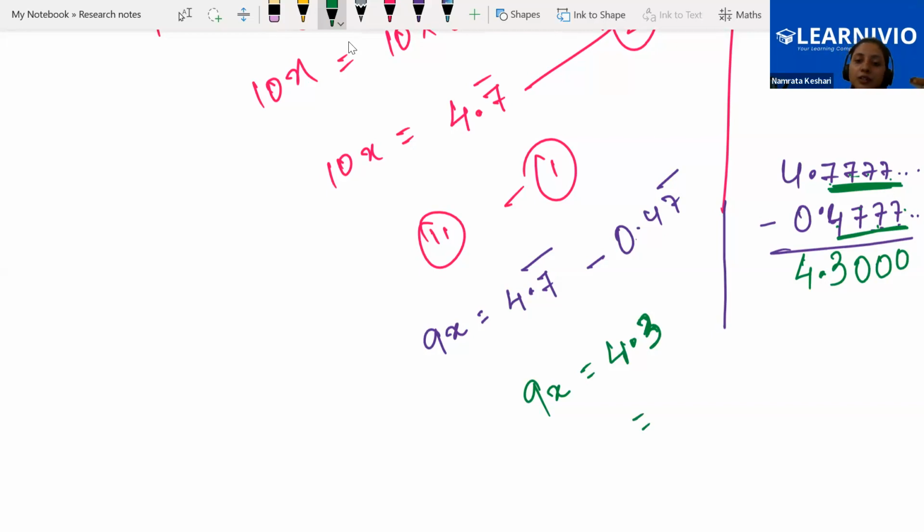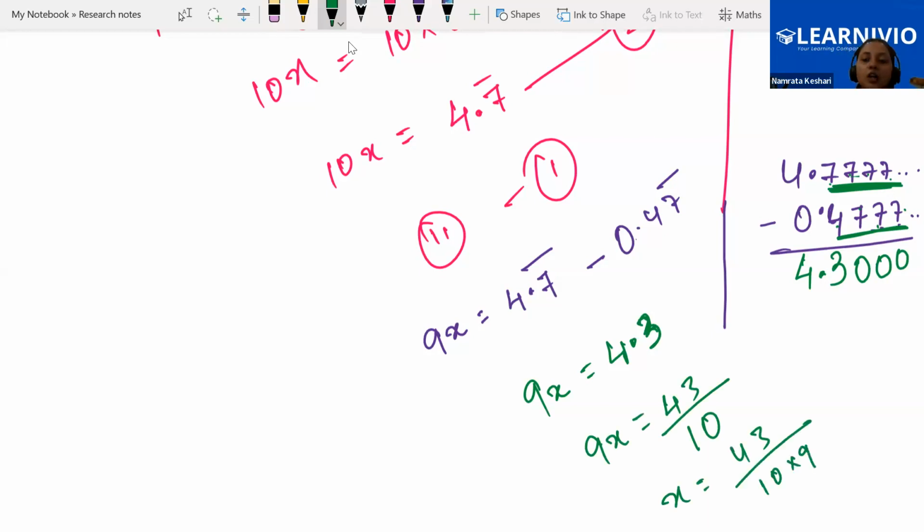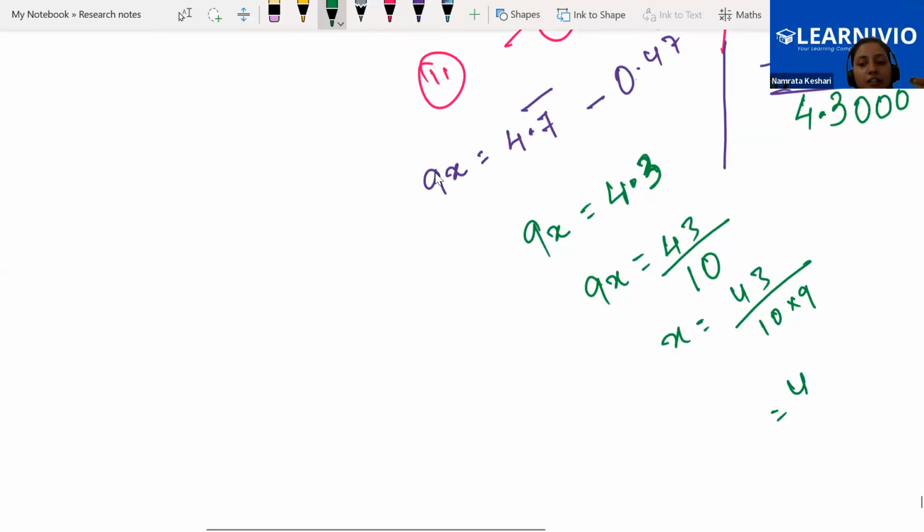43 by 10. Okay, x will be 43 by 10 is there, 9 will come along with that, and the answer is 43 by 90. Have we done any extra step? No. Here we ended up getting a decimal number.